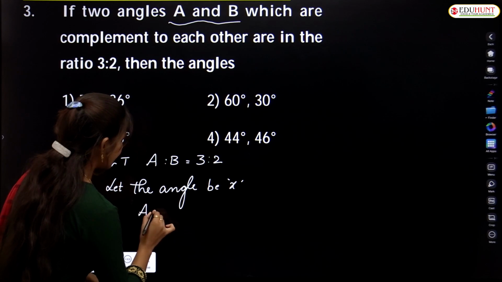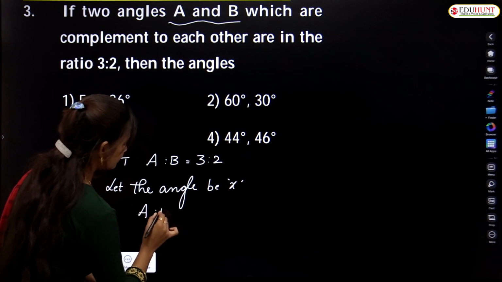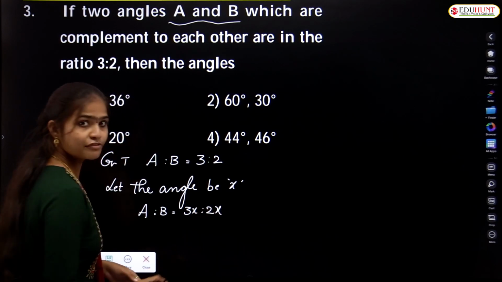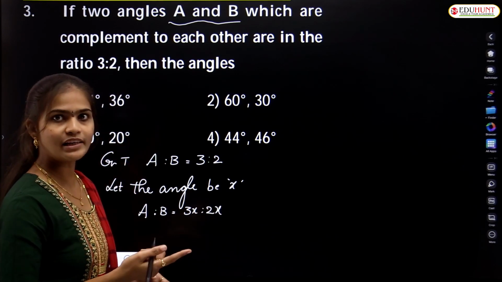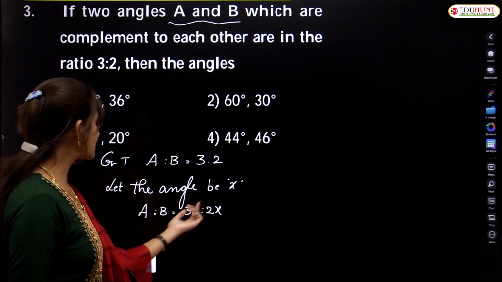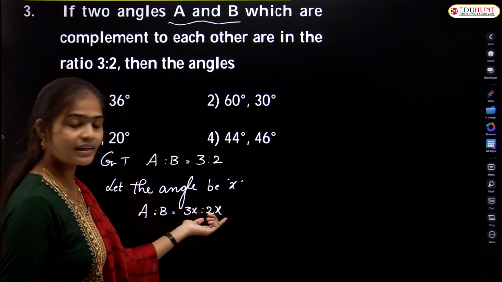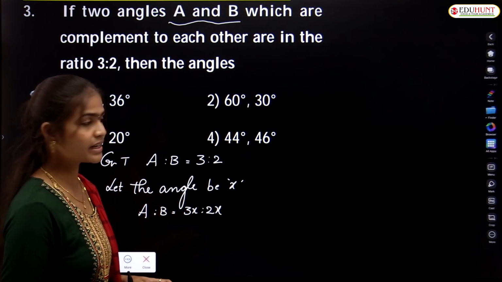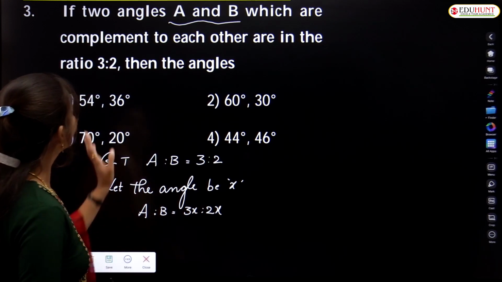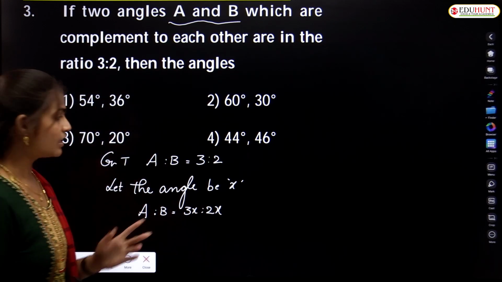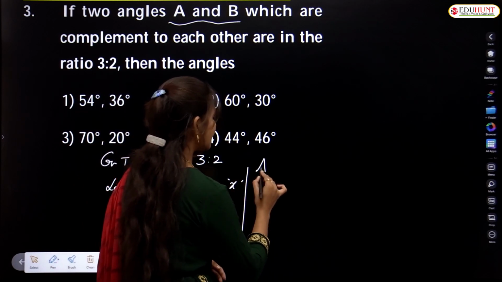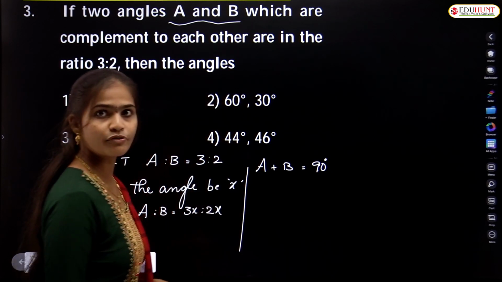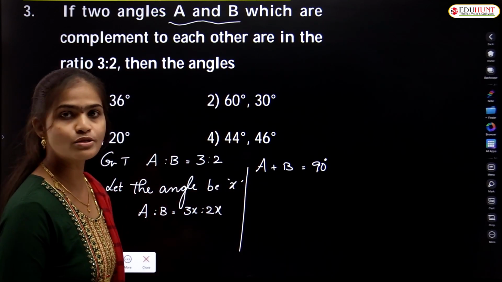Now A is to B is equal to 3x is to 2x. After cancellation of x, x means some value, some angle, you will again get the ratio 3:2. That's why we take 3x is to 2x. Now which condition did they give here? Those two are complement to each other. So according to the question, A plus B is equal to 90 degrees, since complement means the sum of two angles is 90 degrees. So A plus B is equal to 90 degrees.